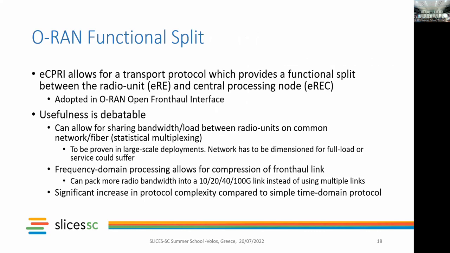Another place where it could make a difference is that the frequency domain processing allows for compression of different volume better than a time domain signal. You can pack more radio bandwidth into a 10, 20, 40, 100 gigabit link instead of using multiple links. That's a strong argument from my perspective. You always want to get as much out of the technology as you can. You can get twice as much out of it because you're doing compression. That's not a bad thing.